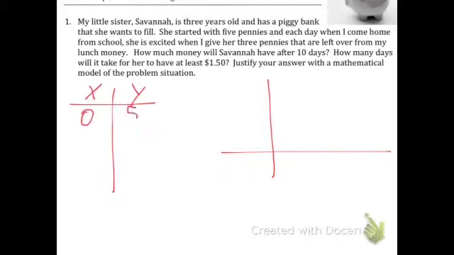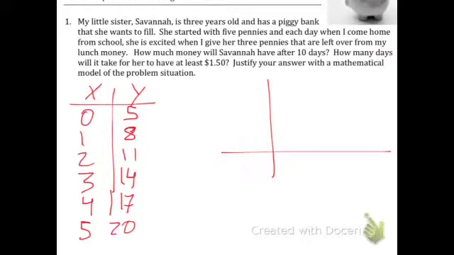X is going to represent what day it is, and Y is going to represent how much money she has. So right when she starts, she only has 5 cents. But each day after that, she gets 3 more cents. And so you can count on your values being like these. And so if you were to graph that, you'd start there at 5, and you go up by 3 each time you go right 1. So right 1 up 3, right 1 up 3, and you see the line going like so, and so ta-da, we got our line going.